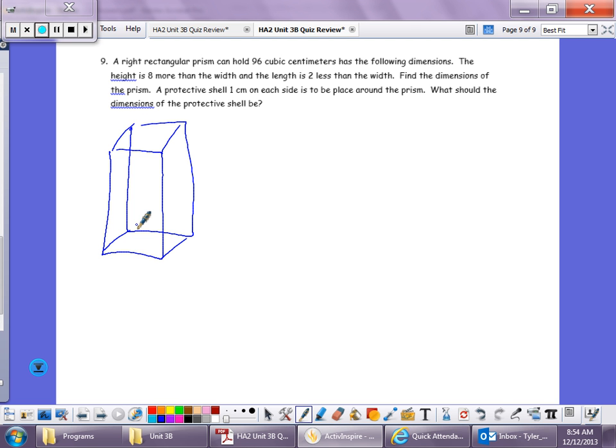It can hold 96 cubic centimeters. It tells me the height is 8 more than the width, and the length is 2 less than the width. So the width is my constant in those two statements. So I know my width is going to be x, my height is going to be x plus 8, and my length is going to be x minus 2.